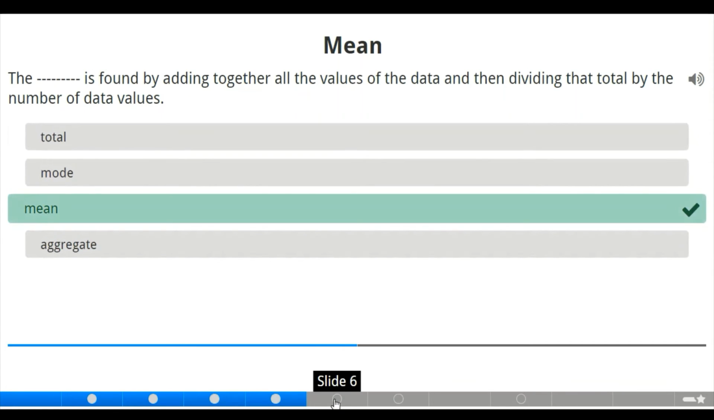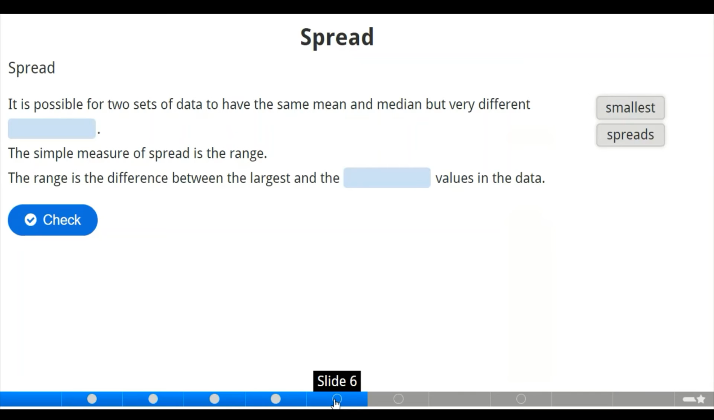Now, another significant measure here is spread. It is possible for two sets of data to have the same mean and median but different spreads. Based on what we have talked about, the mean is adding all the data together divided by the total number of the data set. The median is the middle value after arranging our data set. So by the time we are solving an example, we might have our mean to be 5 and our median to be 5, but they must have different spreads, in the sense that some of the values can be 10 while the other one will be 12.